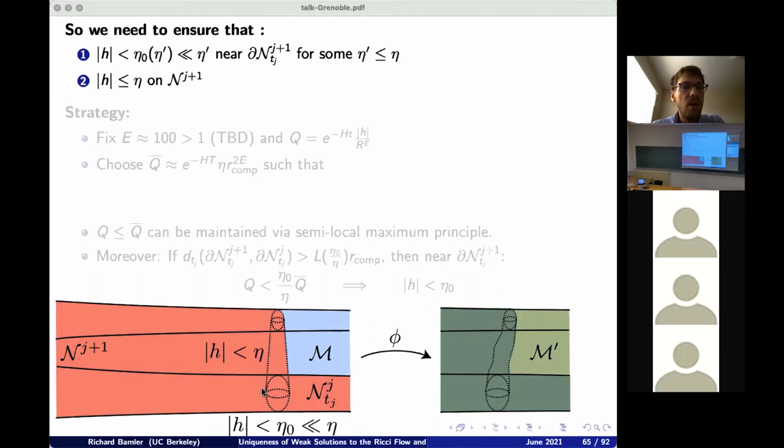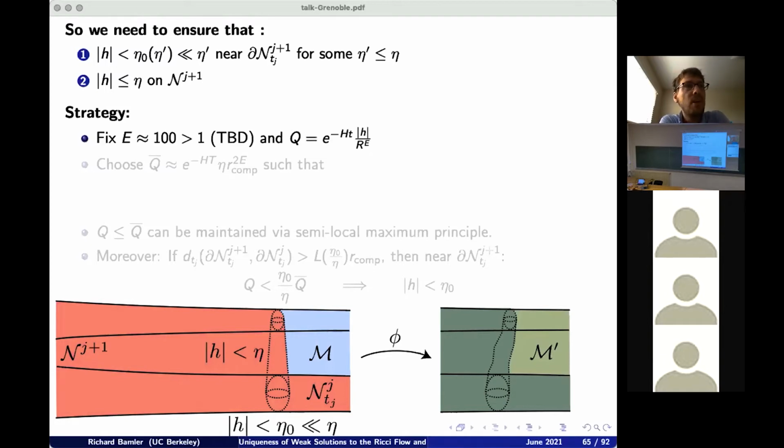And then we also need to make sure that H is smaller than eta everywhere on nj plus 1. Okay? So this is basically the important fact. But in order to achieve smallness, we also have to have much better smallness in this region. Okay, so how can we maintain these bounds? And so the idea is to use the semilocal maximum principle that I showed you in the previous class. Right? So how do we do this?